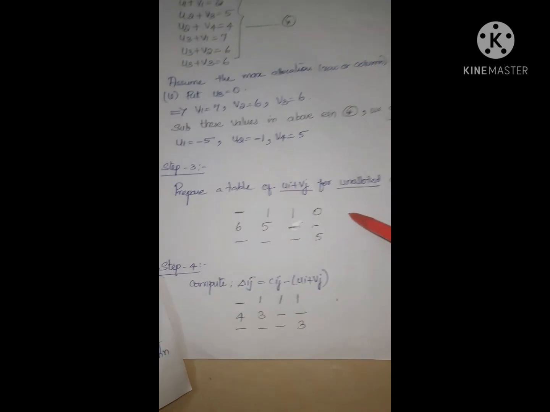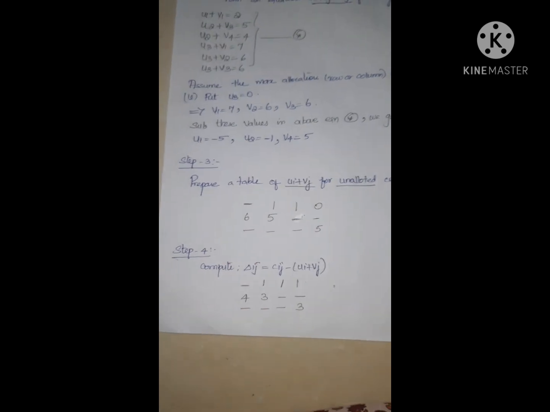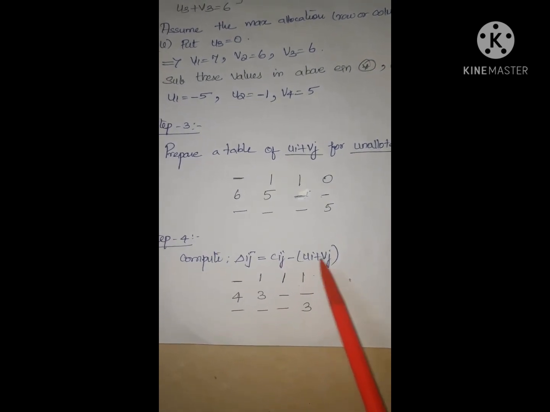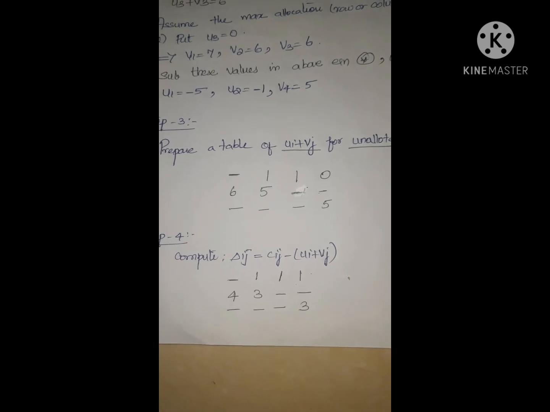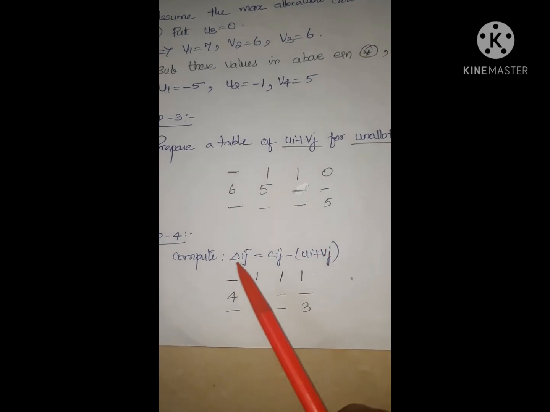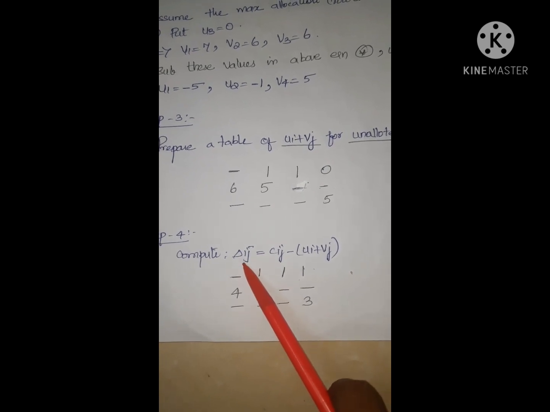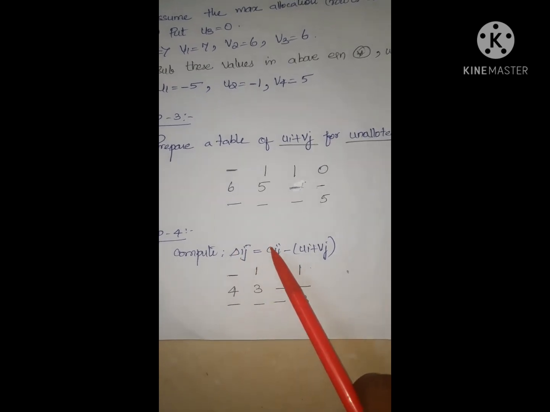After this, we proceed to step 4, which is going to be some new computation using the formula Cij minus (Ui plus Vj). This computation is denoted by delta ij. We are going to calculate something called delta ij. It is given by the formula Cij.